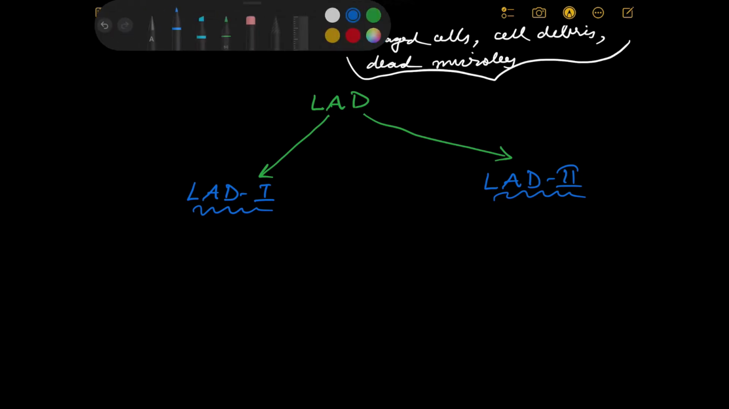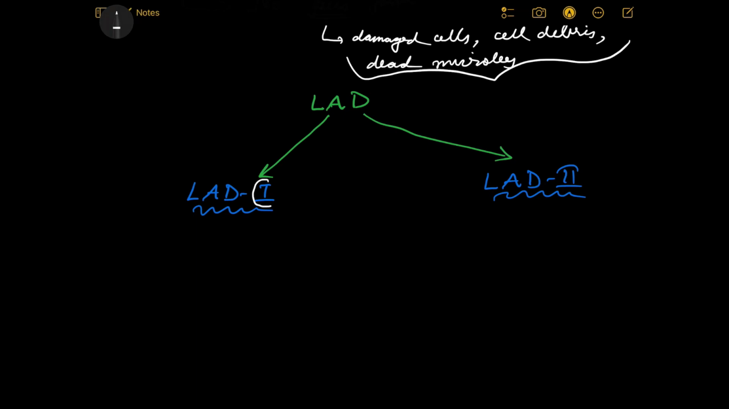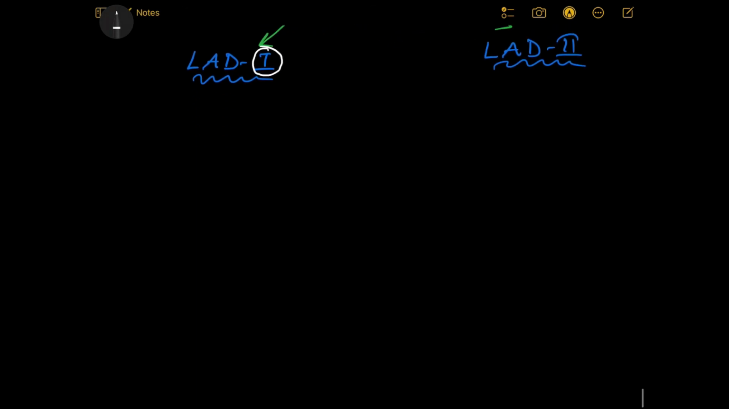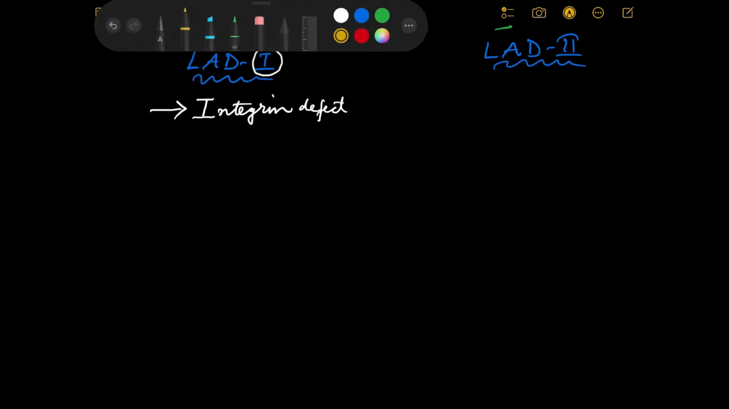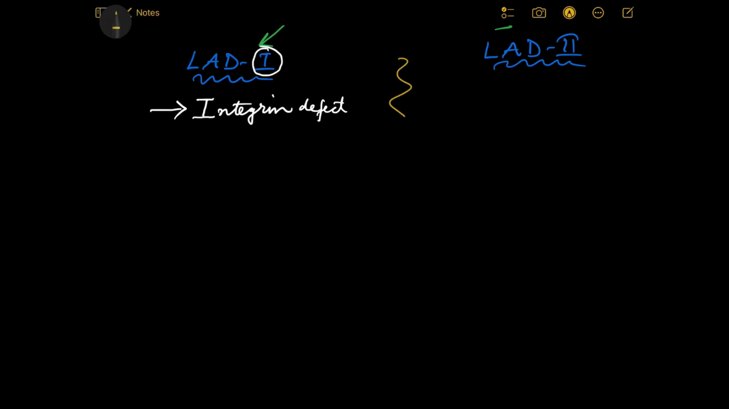LAD1, 1 in Roman looks like I. So we can say that LAD1 is due to an integrin family of molecules defect. Let's actually draw a line here. Okay, so integrin defect, I, Roman 1.